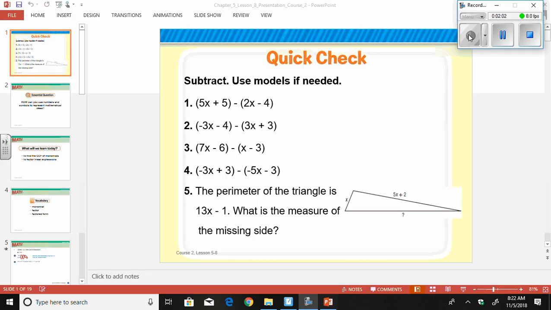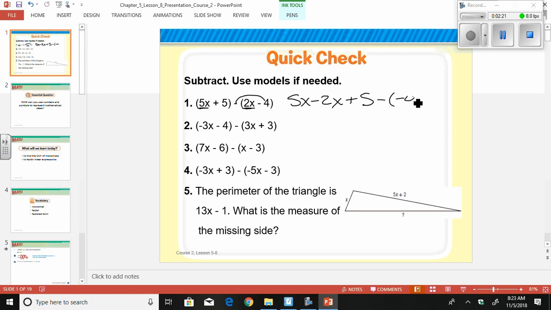Okay, so now we are going to subtract using models if needed, but we'll start with getting our like terms together. 5x minus 2x. And then we have 5 minus a negative 4. So 2 negatives make a positive. 5x minus 2x is 3x. 5 plus 4 is 9, so we get 3x plus 9.